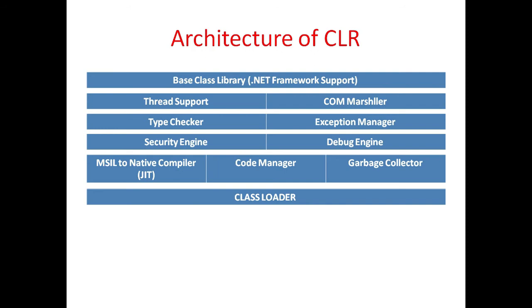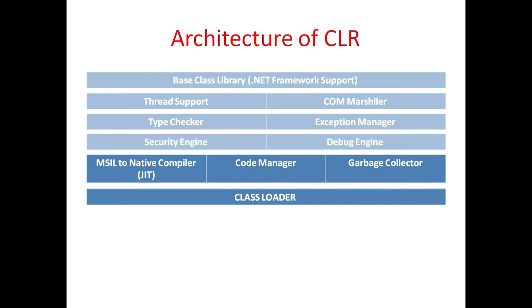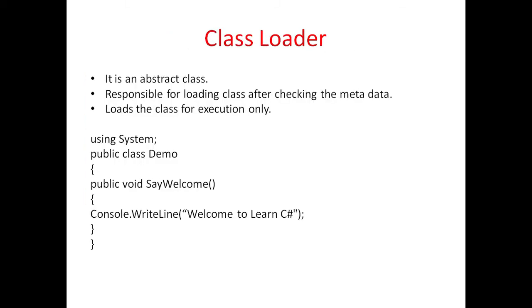This is the basic architecture of common language runtime. The different components are base class library, thread support, COM marshaller, type checker, exception manager, security engine, debug engine, JIT compiler, code manager, garbage collector, and class loader. We will see in detail their functions in the next sections.